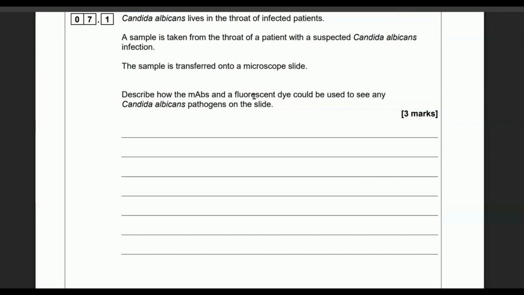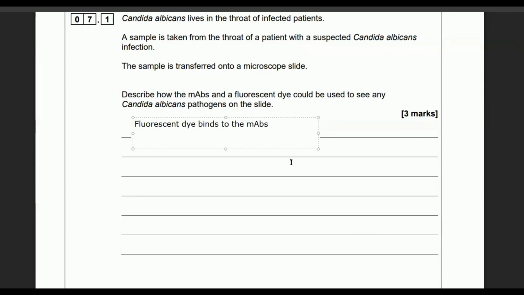So I imagine that the fluorescent dye binds to the monoclonal antibodies, right? And then what you can do, you can wash it with water, see if there's any left, and then it will show up under a microscope and you'll be able to identify the pathogens Candida albicans. So, fluorescent dye binds to the monoclonal antibodies. We're just calling them MABs, although I don't know how to. So, the fluorescent dye binds to the monoclonal antibodies.